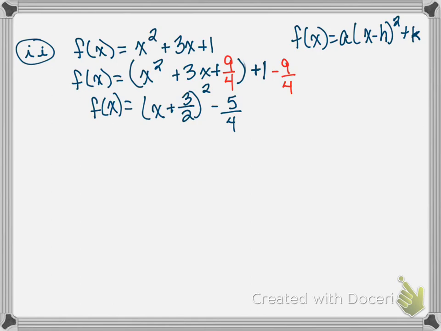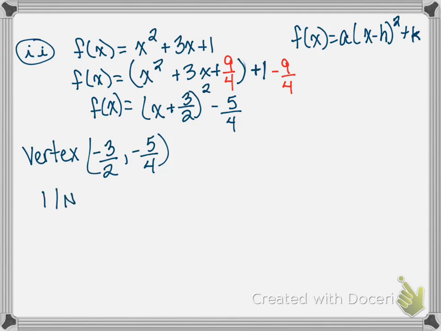So what I'm going to do now, my vertex is negative 3 over 2, negative 5 over 4. My stretching and shrinking factor, you can either say that it's 1 or you can say no stretching or shrinking. This does open upwards because my x squared is positive, and the a that we would be talking about is positive 1. So that's why it would open upwards.